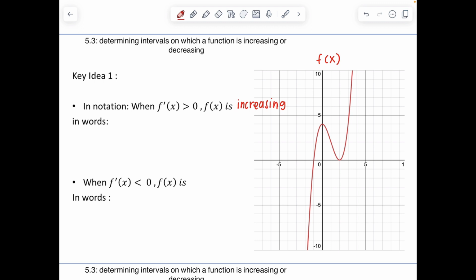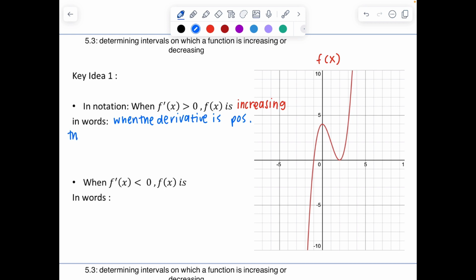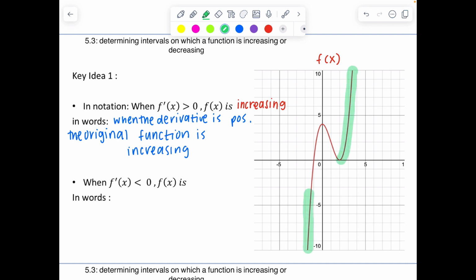So, in words, what this means is when the derivative is positive, the original function is increasing. So, let's just take a second and kind of brainstorm, why does this happen? So let's first look at this function real quick, and I'm going to highlight on this function where it's increasing. It's increasing from here to here, and it's increasing from here to here. So that's where this function is increasing, where it's going up.